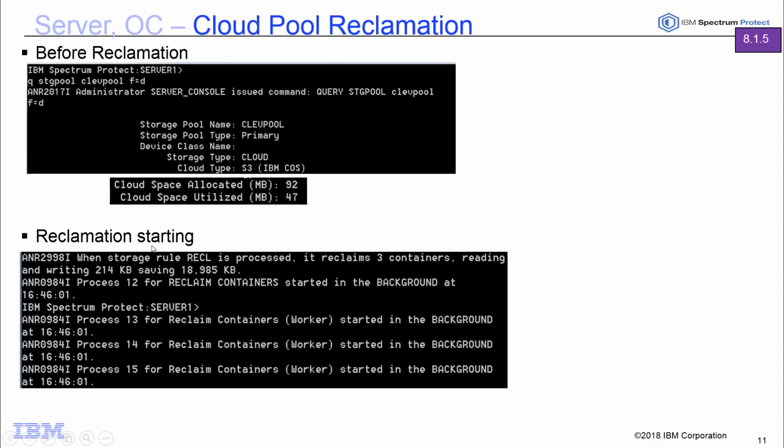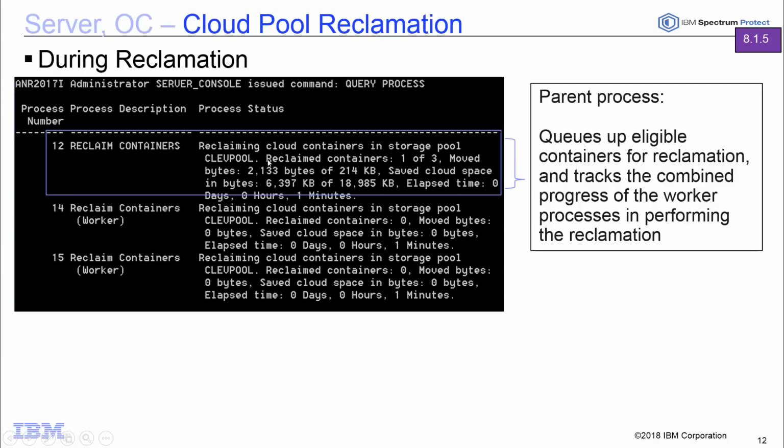Here we see the reclamation starting with our processes kicking off. During the actual reclamation, if you do a query process, you'll see the reclaim containers process. And basically here is your parent process that's queuing up the eligible containers for reclamation, and that's tracking the combined progress of the worker processes that are performing the reclamation.